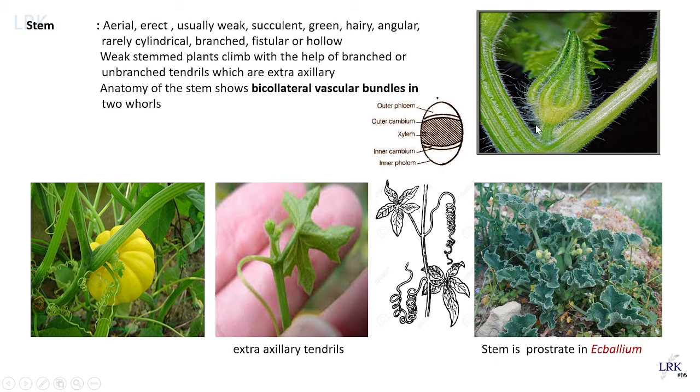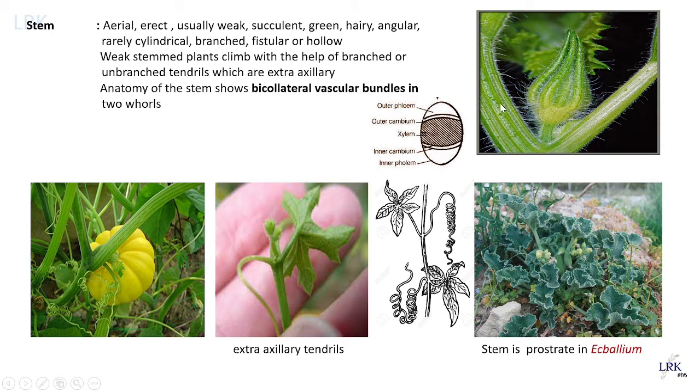You can see here in this image, the stem is hairy, and they are angular. You can see clearly the grooves and the ridges of the stem. Okay, so the stem is angular, rarely cylindrical, and it is branched, fistular or hollow. When you cut the stem, you can observe that it has empty space inside it.